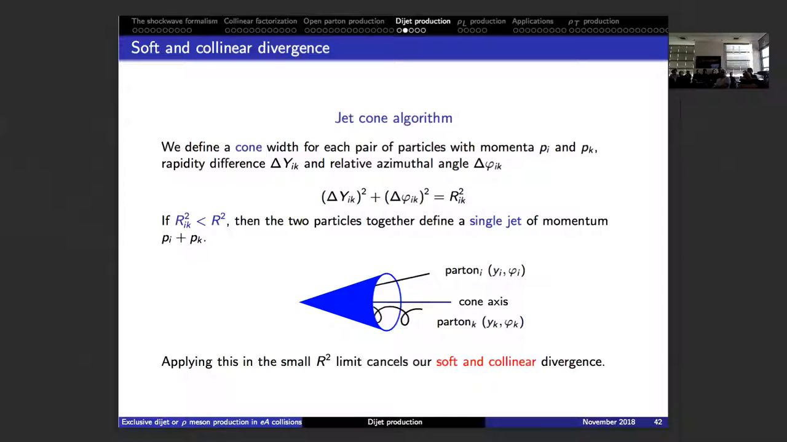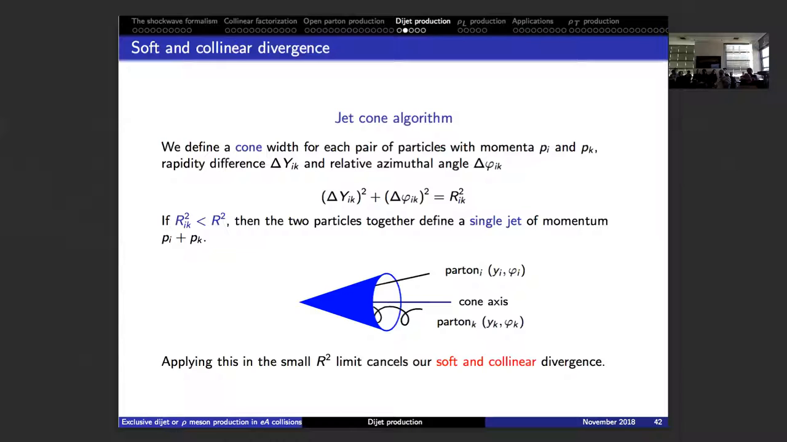So anyway, I do have soft and collinear divergences, and those are the ones you should be most careful about, because if you still have those, your process is not a physical process. The physical observable here is not partons, I have jets. So I have to define what a jet is to get rid of those soft and collinear divergences. What I'm doing here is the simplest thing, just for canceling divergences: I'm using a jet cone algorithm.